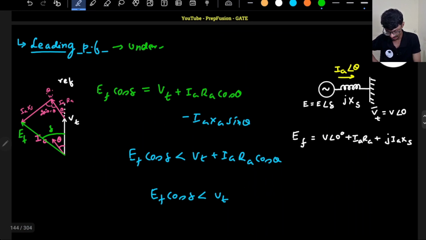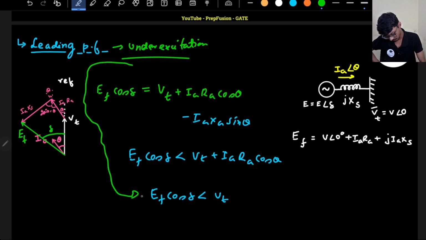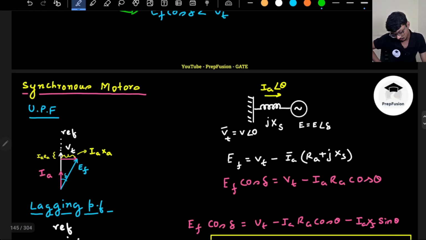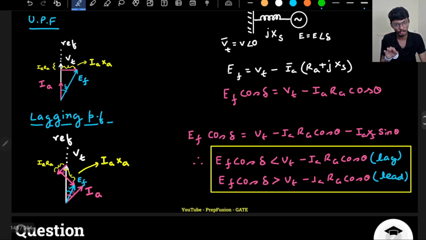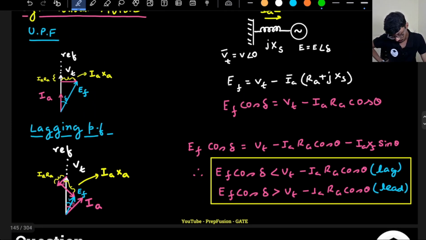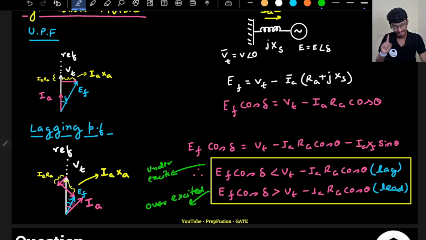Intuitively also it makes sense, right? The condition for under excitation is this one. Okay. I hope you have understood, and here it will just be opposite. For lagging load, it will be under excited. For leading load, it will be over excited. Okay. So just remember, for generator, for motor, automatically everything will be sorted.